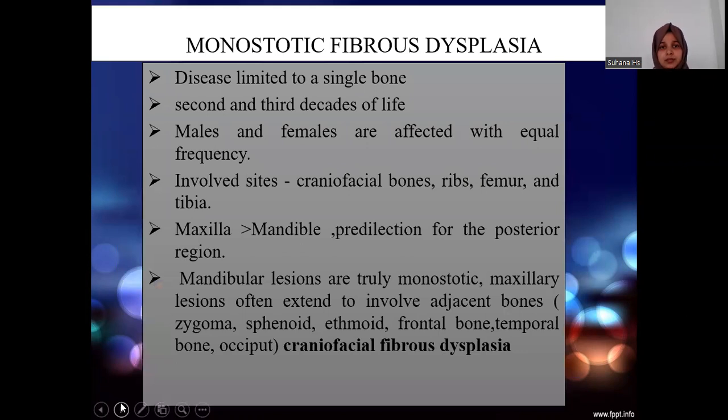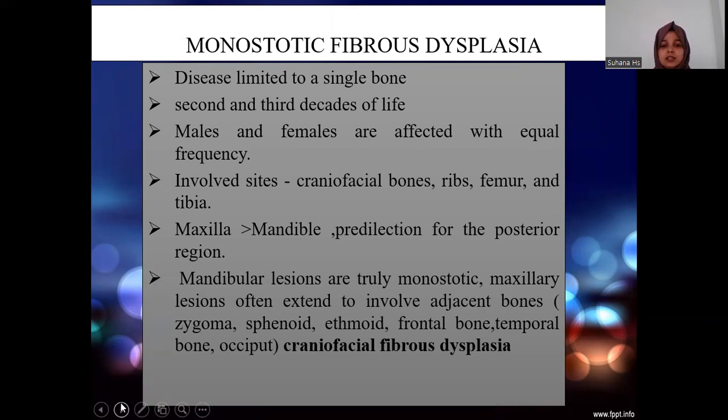In monostotic fibrous dysplasia, the disease is limited to a single bone. The second and third decades of life are affected. Males and females have equal frequency of disease occurrence, and involved sites include craniofacial bones, ribs, femur, and tibia. The maxilla is more commonly affected than the mandible and has a predilection for the posterior region. Mandible lesions are truly monostotic.